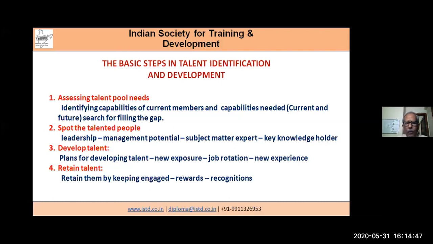So we need to develop people, in terms of giving them new exposure. In that process, maybe there is a requirement of job rotation. When people go to different kinds of jobs, their domain of experience and knowledge becomes wider, and that is required. A person only working in one position may not have a complete overview and understanding of the organizational performance, the different functions of the organization.